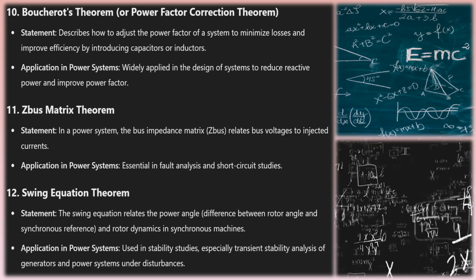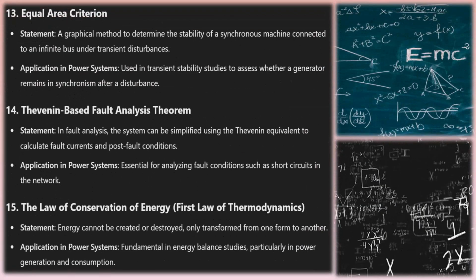Maximum power transfer theorem: a load will receive maximum power from a network when the load resistance is equal to the Thevenin or Norton resistance of the network as seen from the load terminals. Application in power systems: ensures that loads are matched to the system for optimal power transfer, such as in transmission line design and transformer sizing.